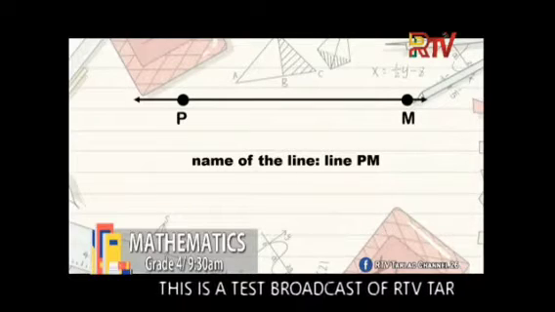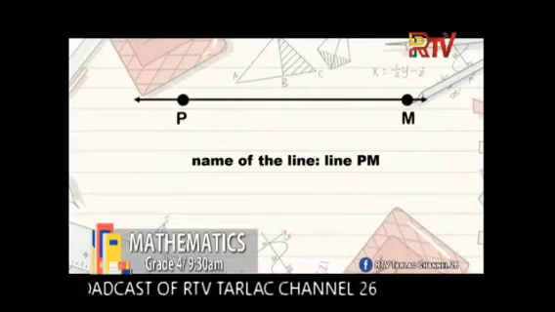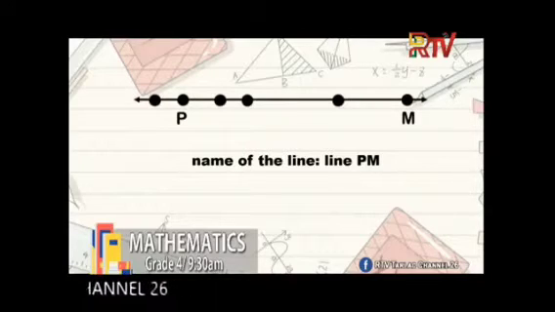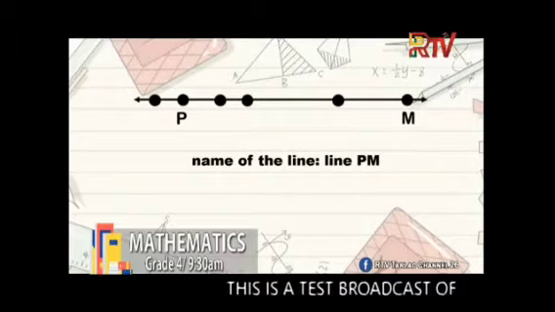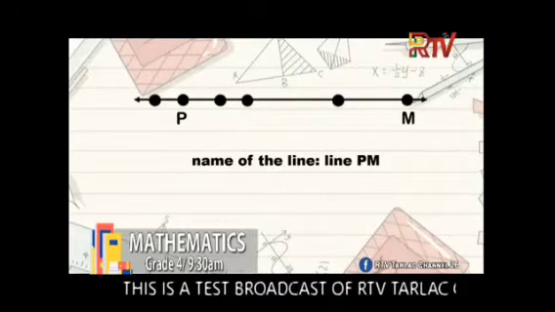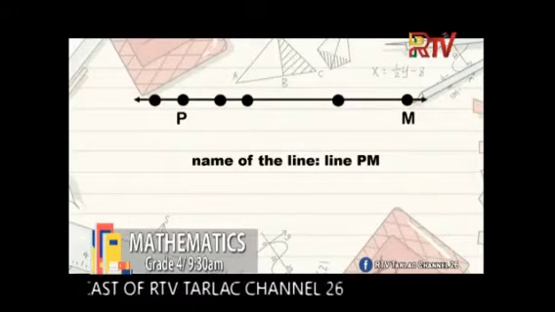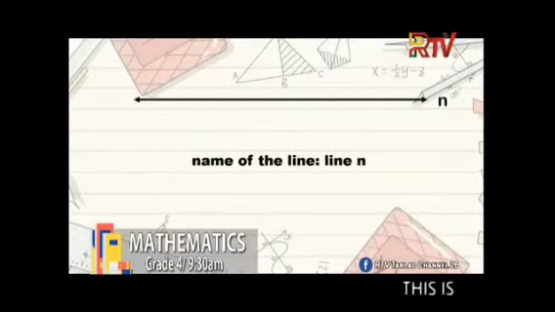Can we also name it as line MP? Yes, it is. So the name of the line is line PM or line MP. Now, it does not mean that point P and point M are the only points in the line. You can put some points in between P and M or beyond. Not only two capital letters you can name a line. A line is also named by a small letter. The name of the line on your screen is line n.